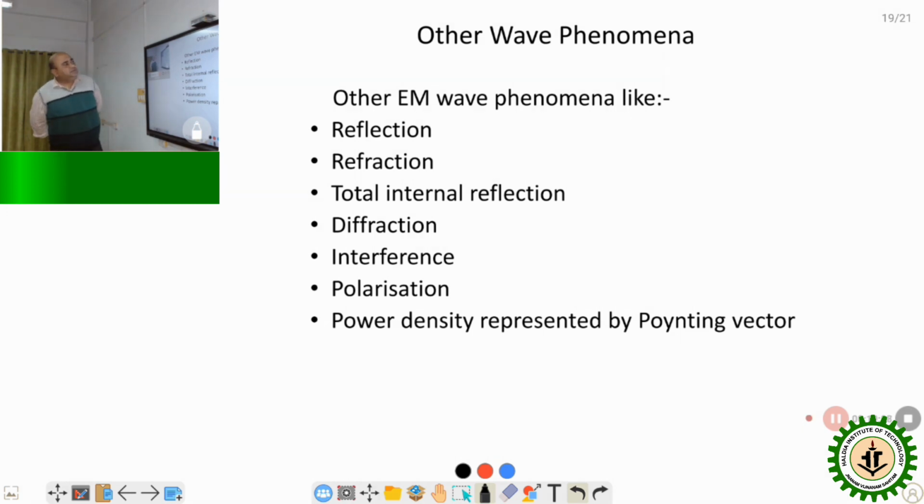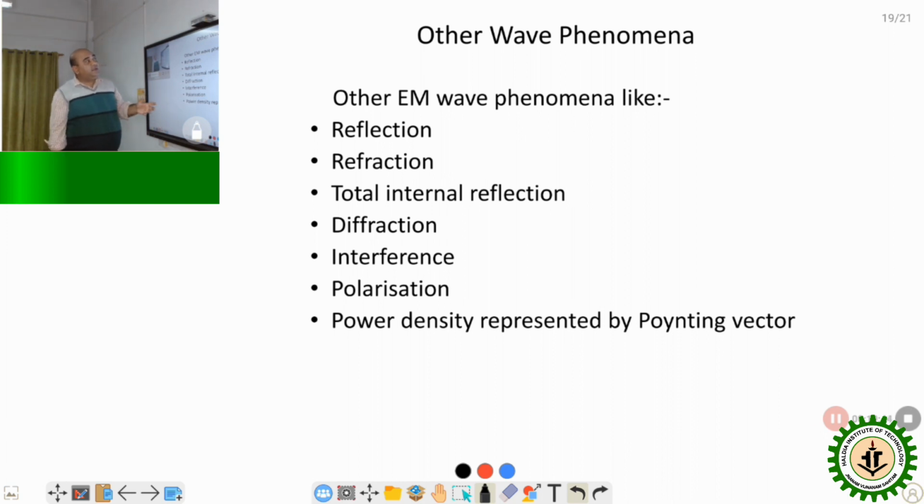Apart from this, EM waves also exhibit certain phenomena. Take for example the reflection. They also obey Snell's law of reflection. They have refraction, that is the bending effect when they move from one kind of medium to another medium. According to the refractive index, they may bend away from the normal or bend towards the normal. Then you have the total internal reflection also. You have diffraction, where along small apertures, the wavefronts will get diffracted. Interference effect, they can be constructive or destructive.